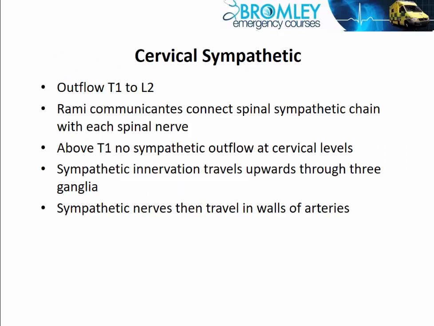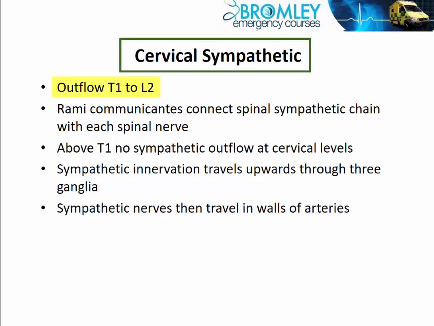Carrying on, the curriculum focuses on the sympathetic nervous supply to the head and neck. Now, when we've studied the upper limb and the brachial plexus, we look at the flow of the sympathetic nervous system out of the spine. The sympathetic nerve fibers descend in the spinal cord, and then they come out at each spinal level from T1 to L2. There's no outflow in the neck.